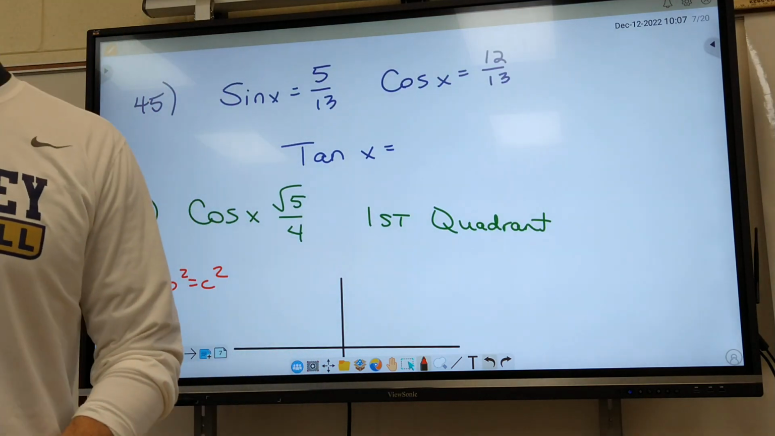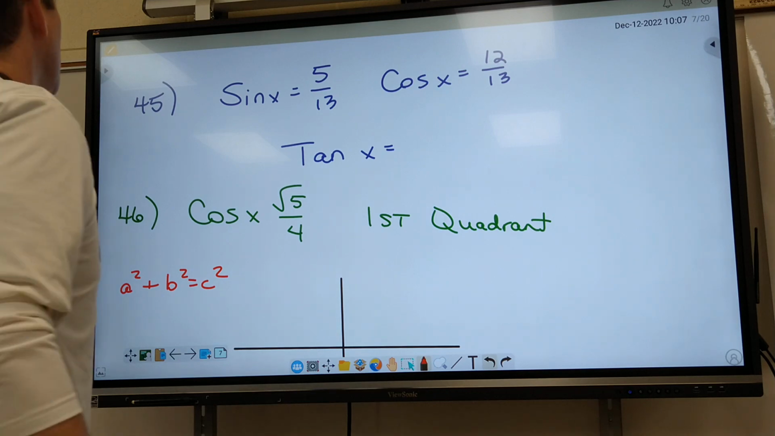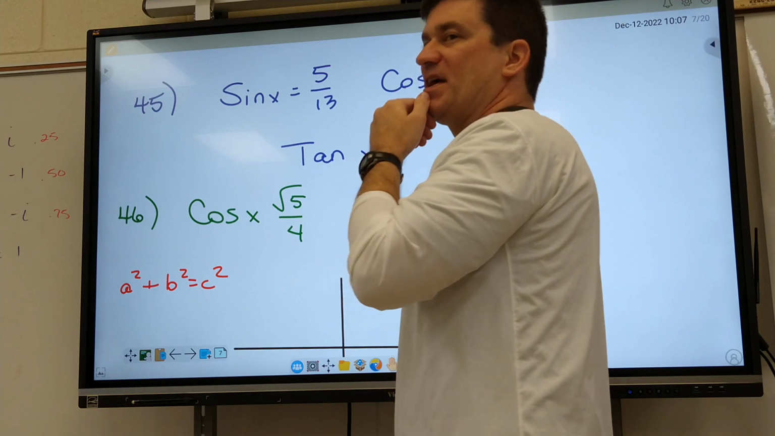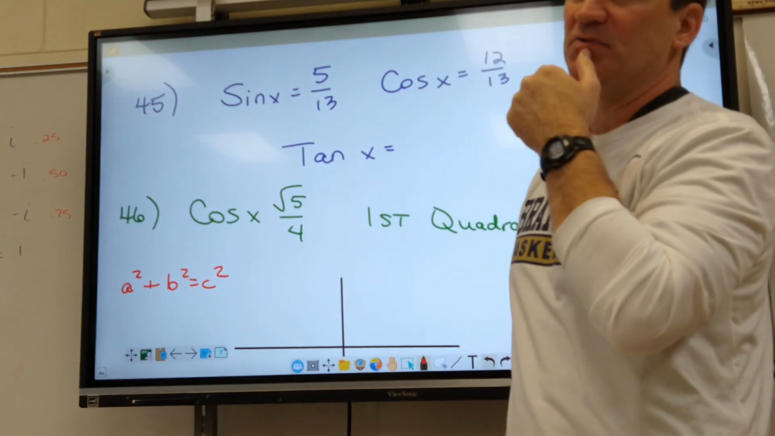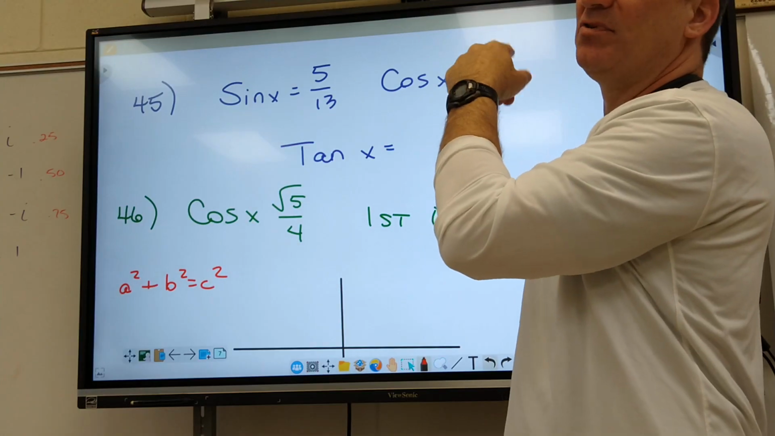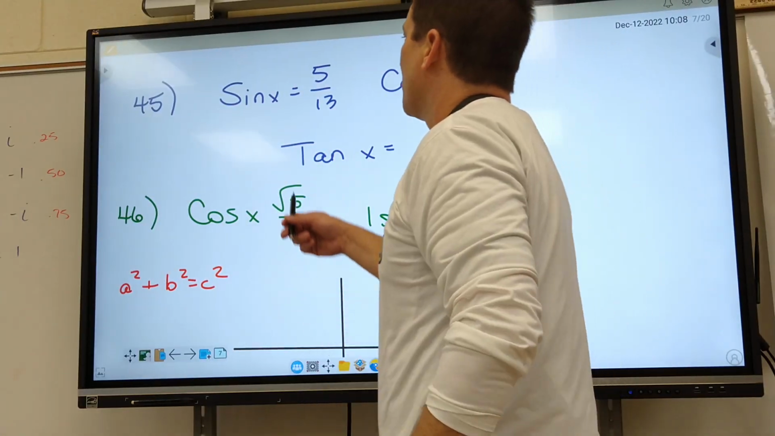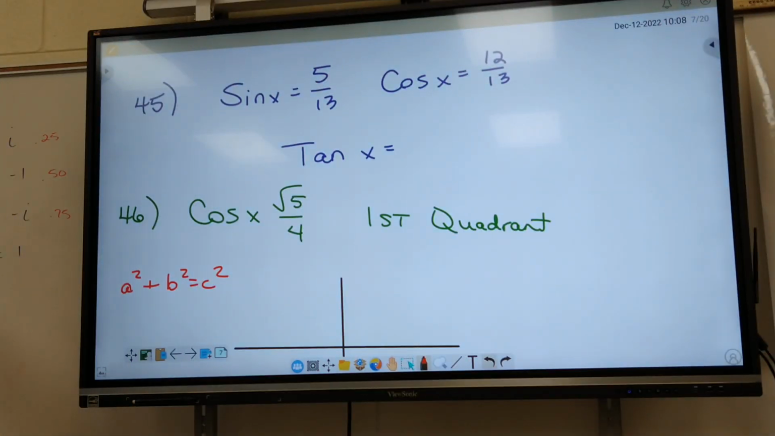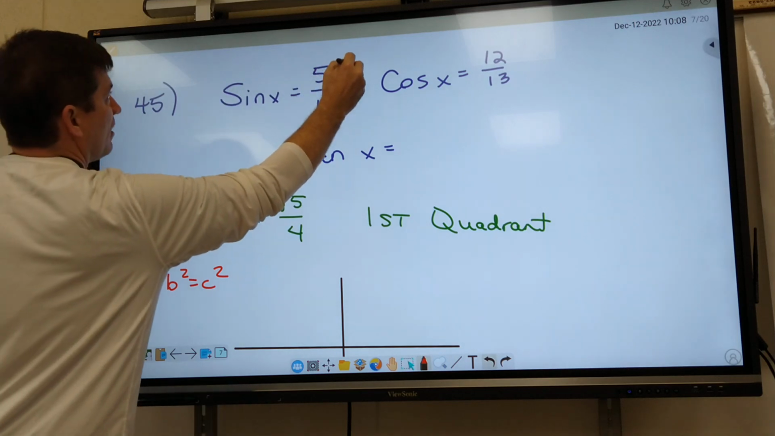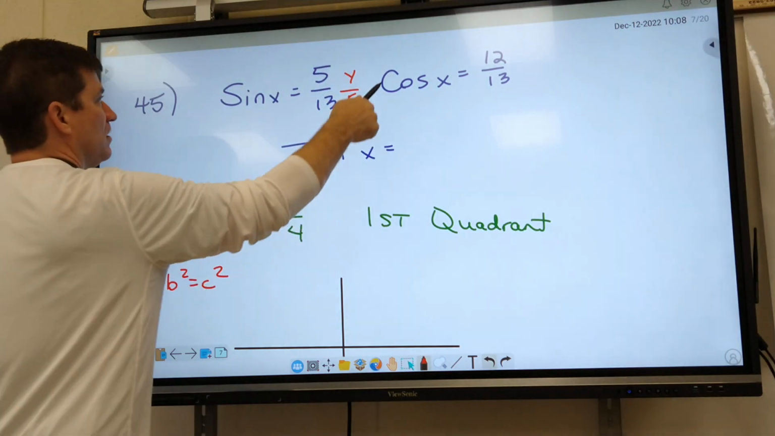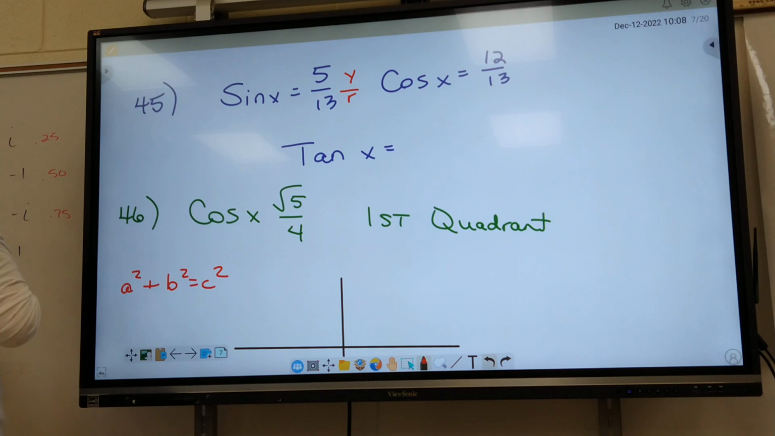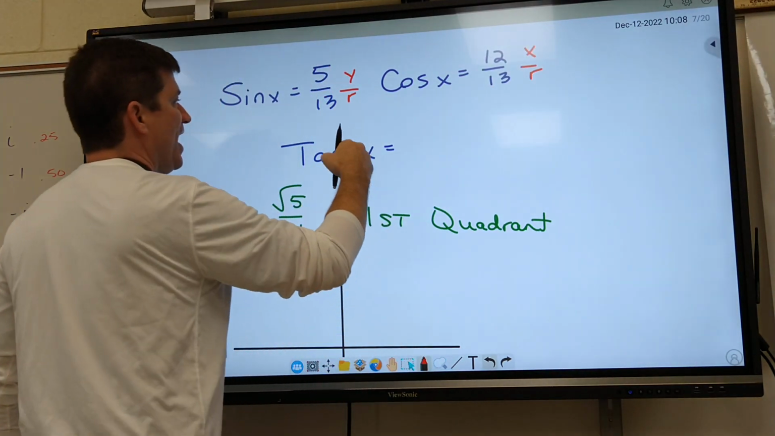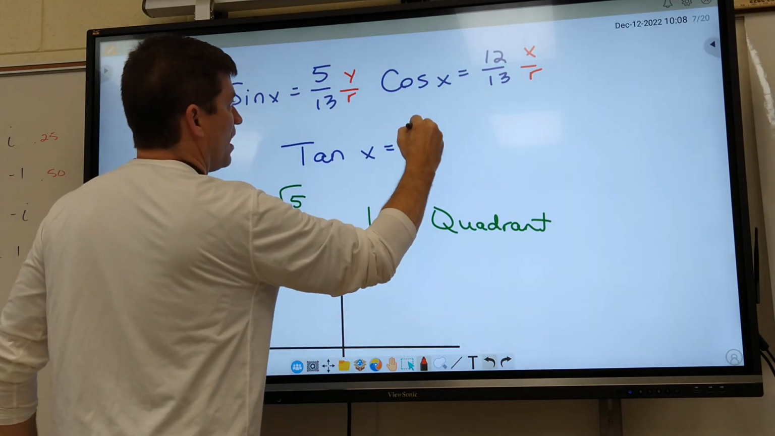All right, let me show y'all 45. They're saying this is your sine, this is your cosine. Well, the first time we did this, I had y'all draw triangles, but I'm going to let you cheat on this one. You're not going to draw a triangle. Ernesto, the sine formula is right here: Y on top, R on the bottom. Cosine, X on top, R on bottom. Tangent is Y on top, X on bottom.